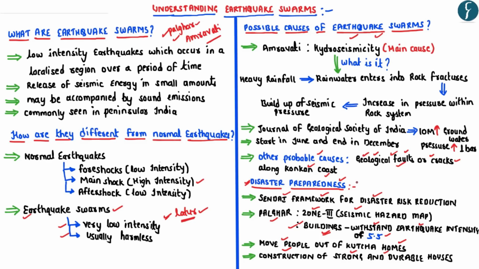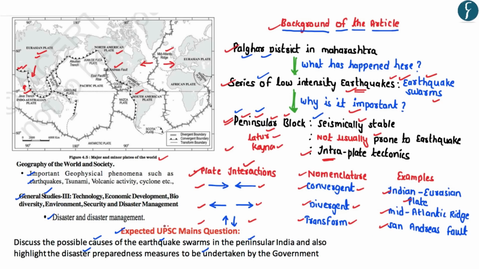So these are some of the disaster preparedness measures which the government can take in order to deal with this particular problem. So these are some of the important aspects which one must know with respect to this particular article. Now, based upon the video analysis, you can try writing an answer to this expected UPSC Mains question. With this, let us now move to the next article.